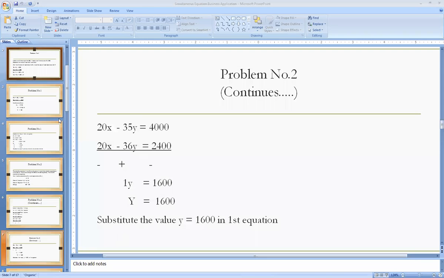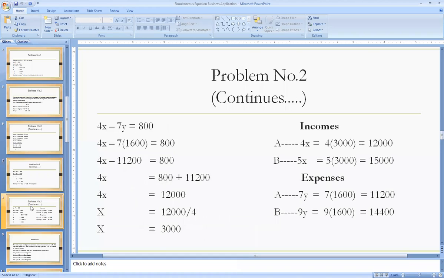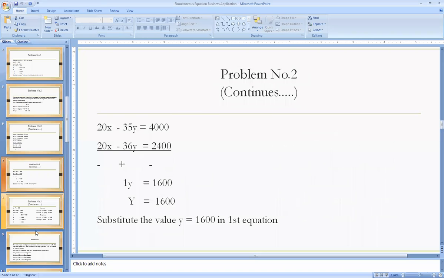And this value of y we need to substitute in any one of the equations, either the first equation, second equation, third equation or fourth equation, to calculate the value of x. Now we should substitute this 1600 in any one of the equations. Here we are substituting the value of y in the first equation.